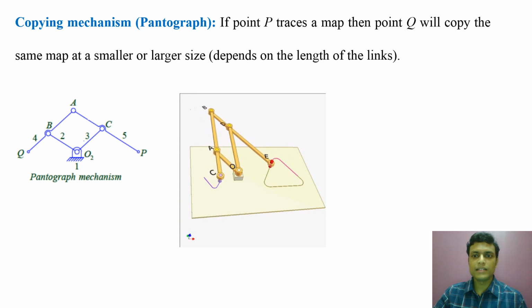So this is the pantograph mechanism. This point is tracing a triangle, and the point at this end is copying the same at a smaller size because link length of BC is less than BE. Ignore the notation here. The notation on kinematic diagram and animation are not the same, but say point E is P and point Q is C. So at this end, point traces a triangle, and at this end it is copying the same at a smaller size.